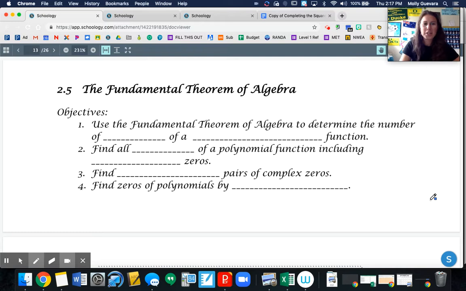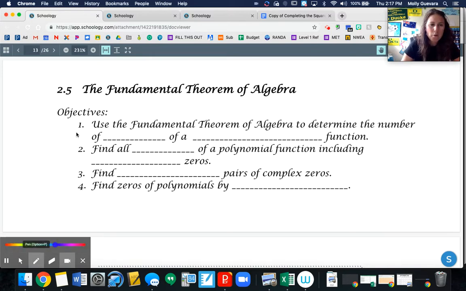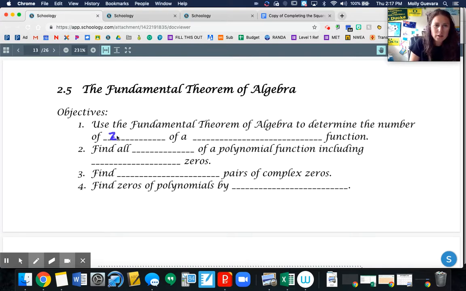Today we are doing the last section in the first part of Unit 2, which is 2.5, the fundamental theorem of algebra. We have 4 objectives today. The first thing that we're going to look at is we're going to use the fundamental theorem of algebra to determine the number of zeros of a polynomial.